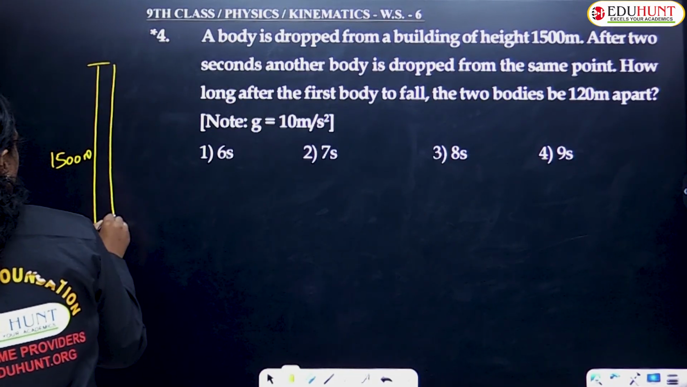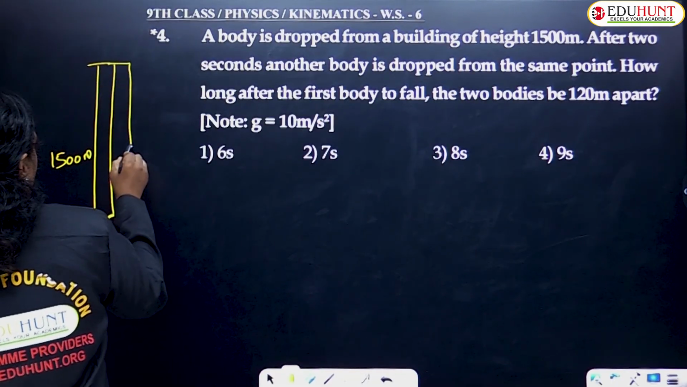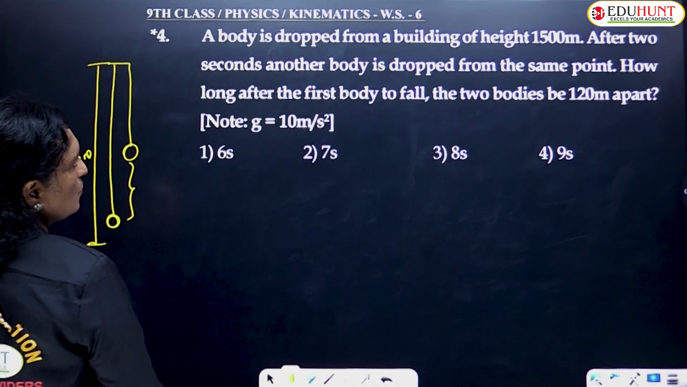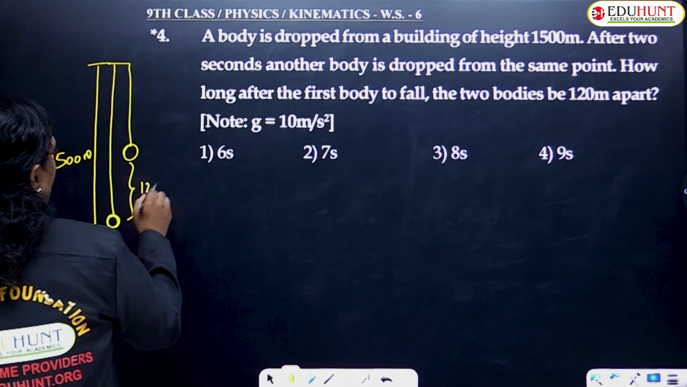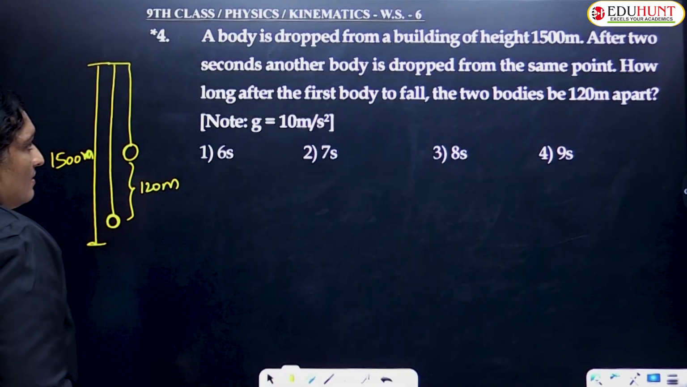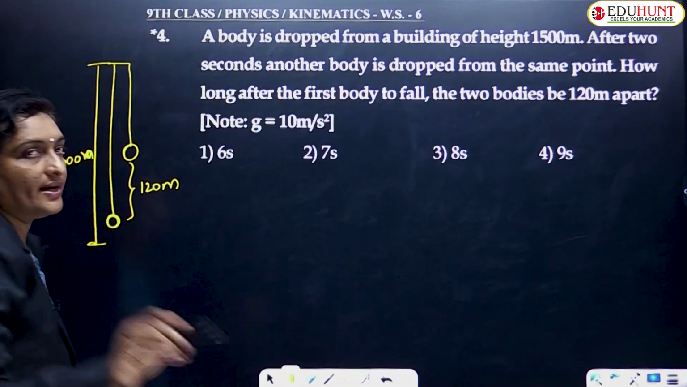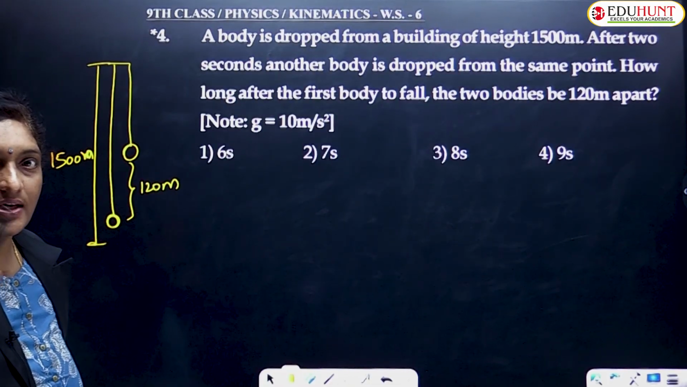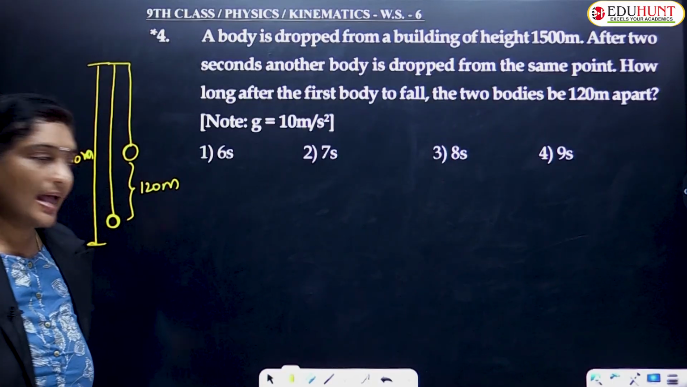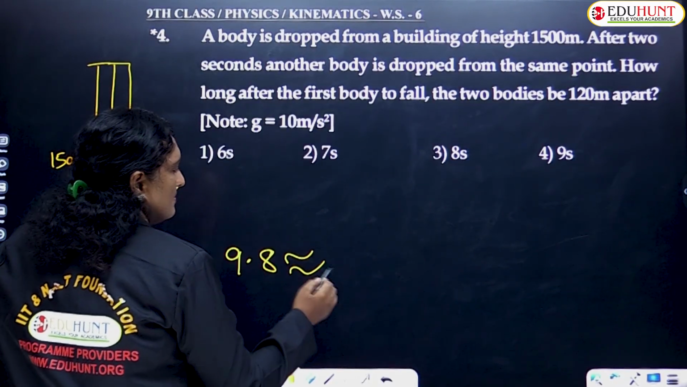Okay, well, moving to the next question. A person sitting on the top of a tall building is dropping balls at regular intervals of 1 second. So the first ball was dropped. After 1 second, the second ball was released. After 1 second, again the third ball is released. Again after 1 second, the fourth ball is released. Like that, after every second, he is releasing a ball.